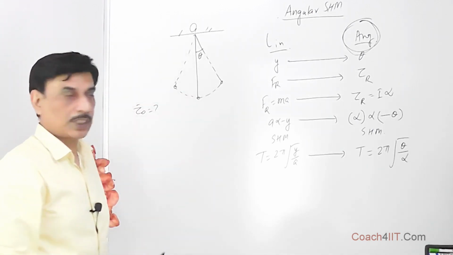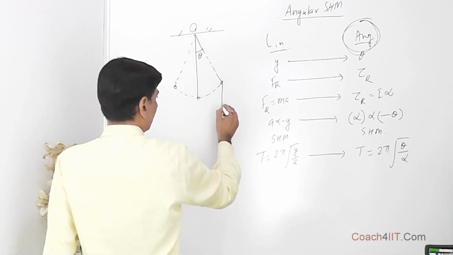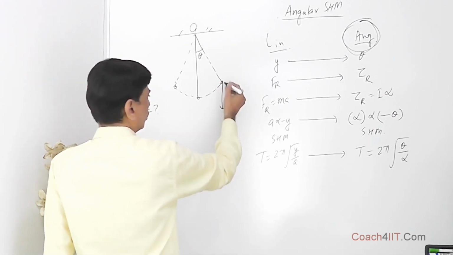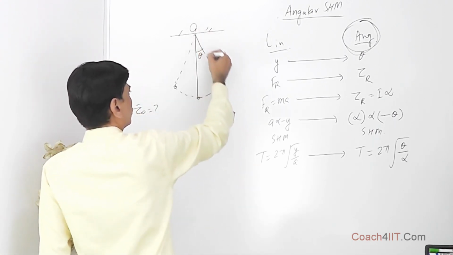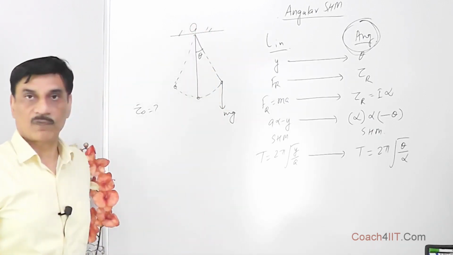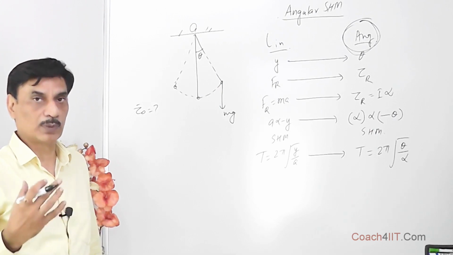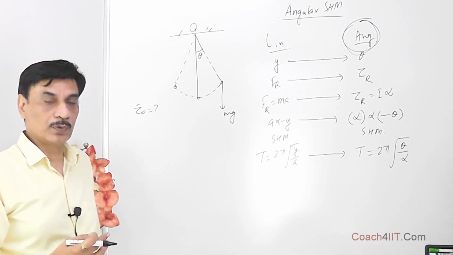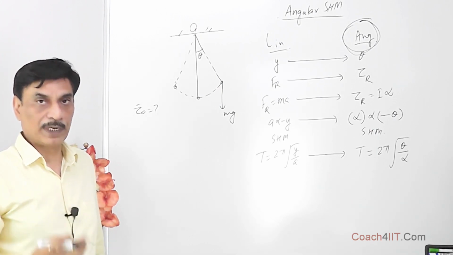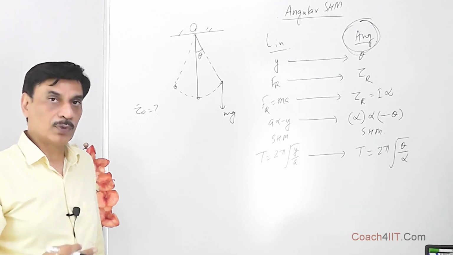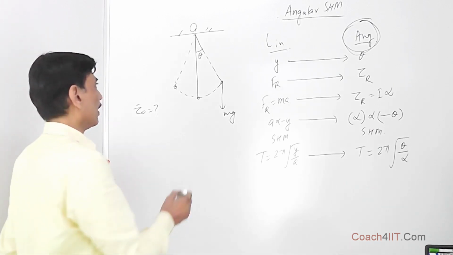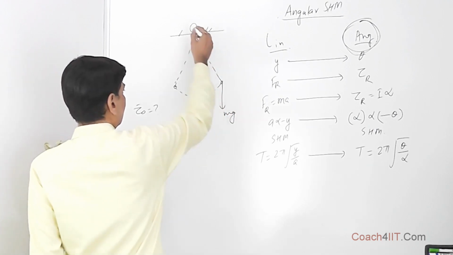Torque of which force? There is only one force over here, that is mg. We will find torque of this only, because this tension is passing through O only, so the torque of tension is going to be equal to 0. We know torque is always of a force about an axis, and torque of a force is force into perpendicular distance between line of force and axis of rotation.